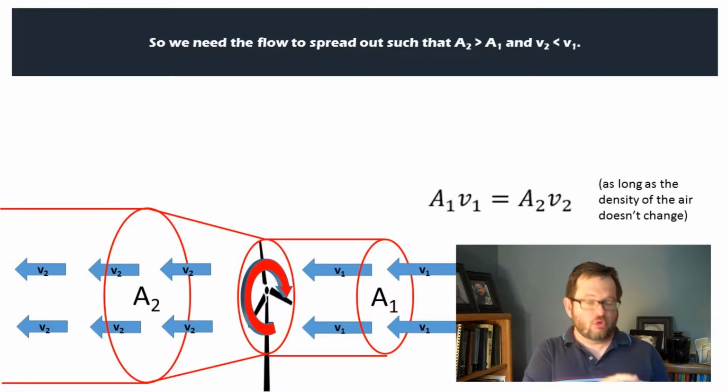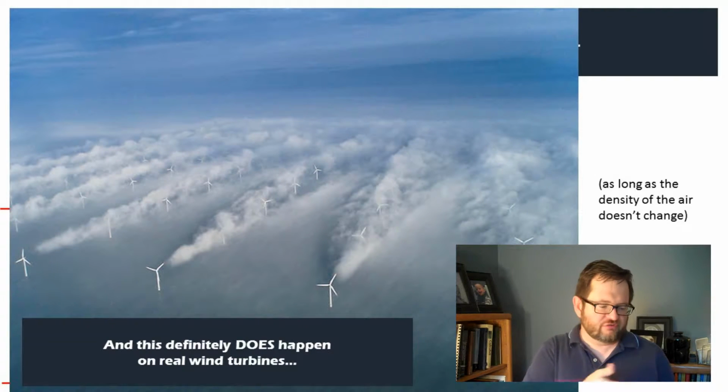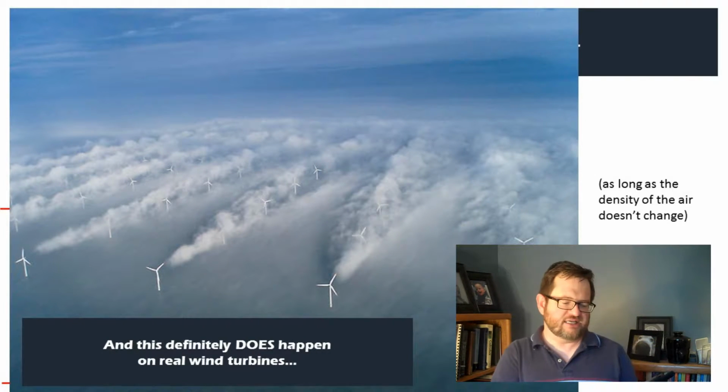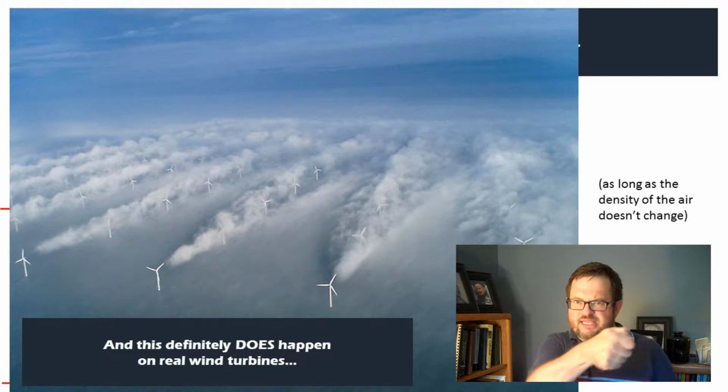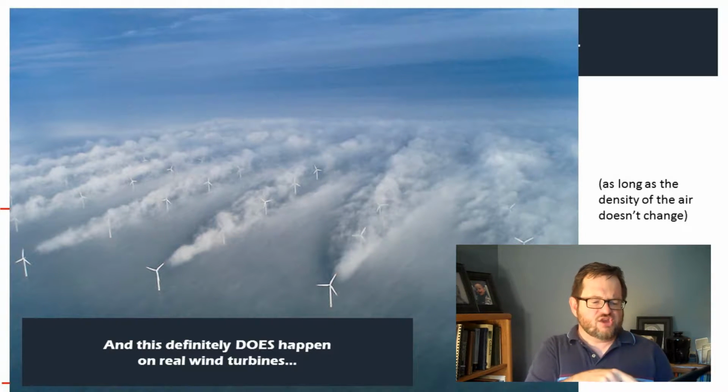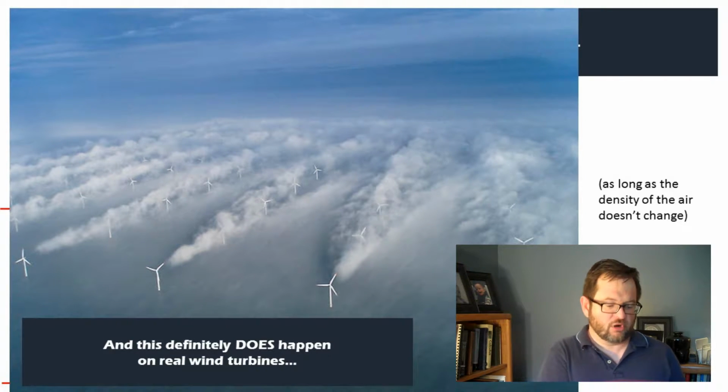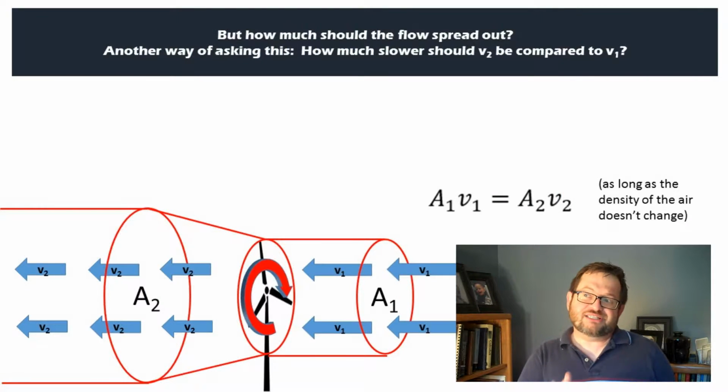So we know in general A2 is going to have to be bigger. The air is going to spread out as it passes through the turbine. And in fact, you can take a look at a picture of a wind farm on a foggy day, or where they're using smoke to indicate how the air is flowing, and you can see how the flow, once it goes through the turbine, spreads out. This is in general a property of how wind turbines work. The question is, how much? How much should it spread out?